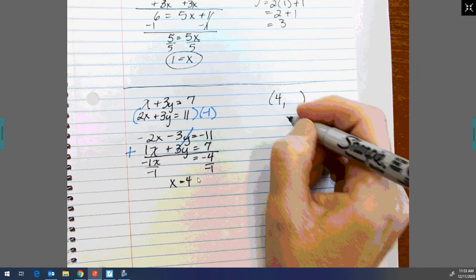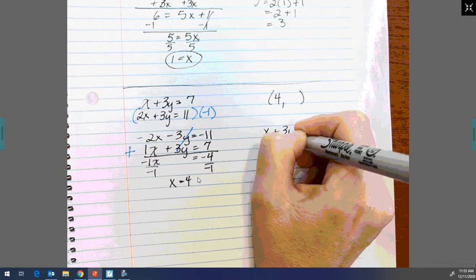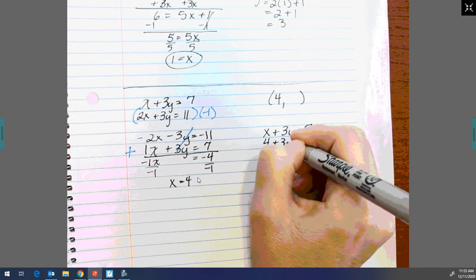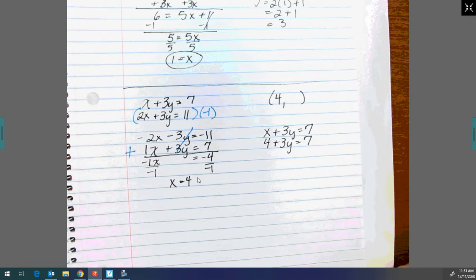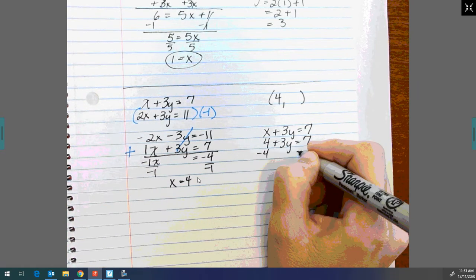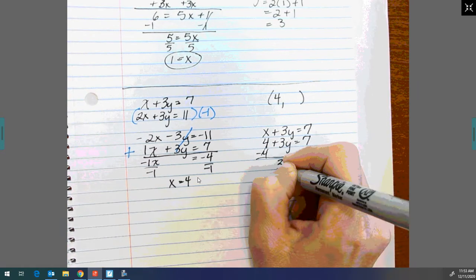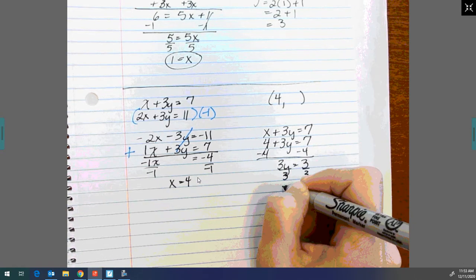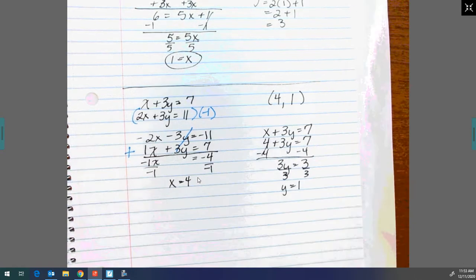Then I'm going to use one of the other equations. And I'm going to plug in 4. And then I'm going to solve. So subtracting 4 from both sides and dividing by 3. Second half of my answer.